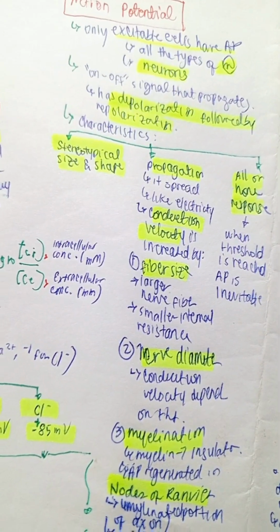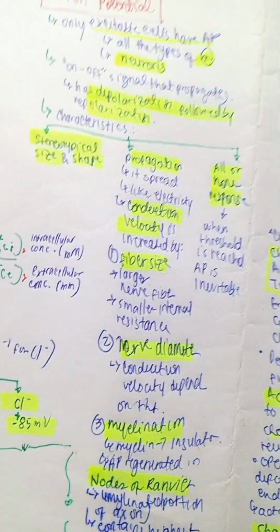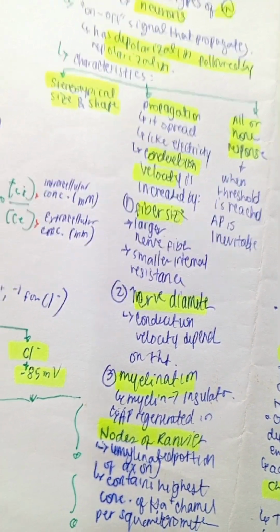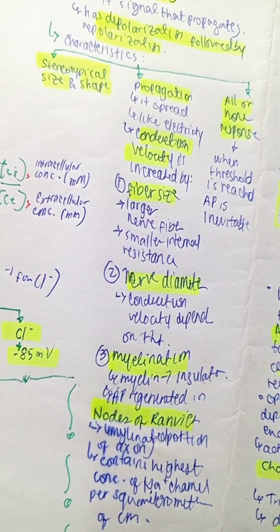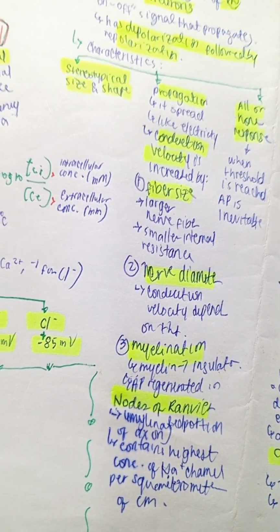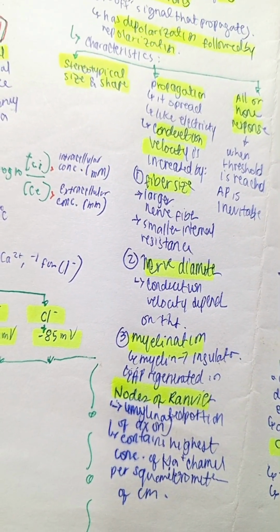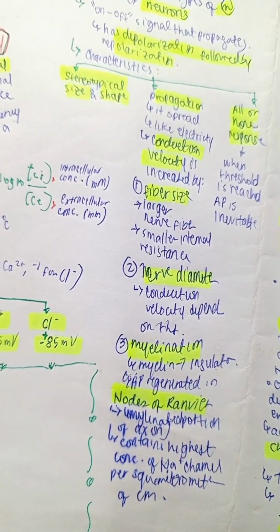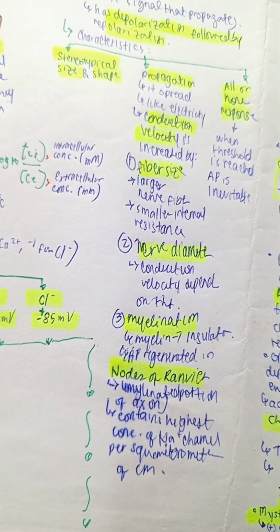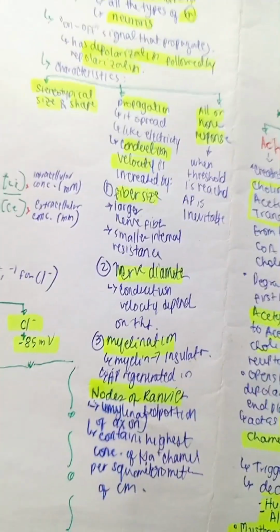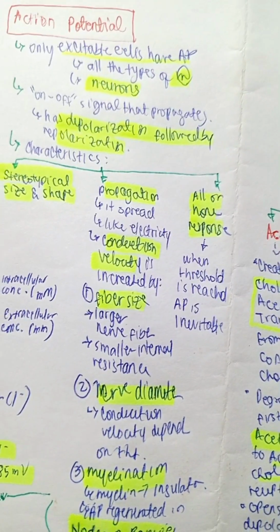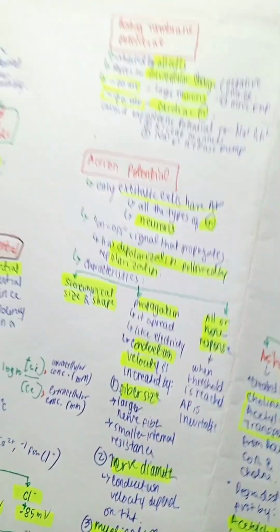The larger the nerve fiber, the smaller the internal resistance. And the conduction velocity is also increased by the nerve diameter, and also by myelination. The myelin serves as an insulator, and the action potential is regenerated in the nodes of Ranvier. Nodes of Ranvier are an unmyelinated portion of the axon, and they contain the highest concentration of sodium channels per square meter of the cell membrane. And the action potential has an all-or-none response. So when the threshold is reached, the action potential is inevitable.